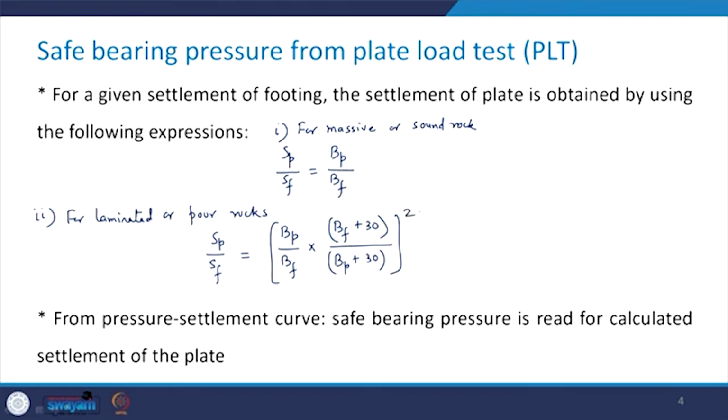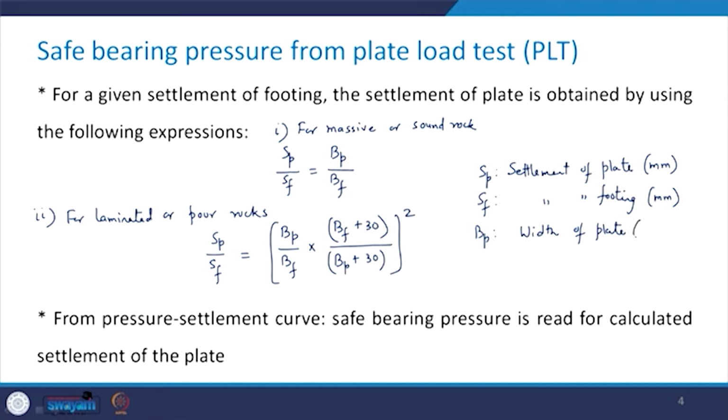So, where you have SP as the settlement of the plate in millimeter, SF is the settlement of the footing in millimeter, BP is the width of plate in centimeter, and BF is the width of the footing in centimeters.